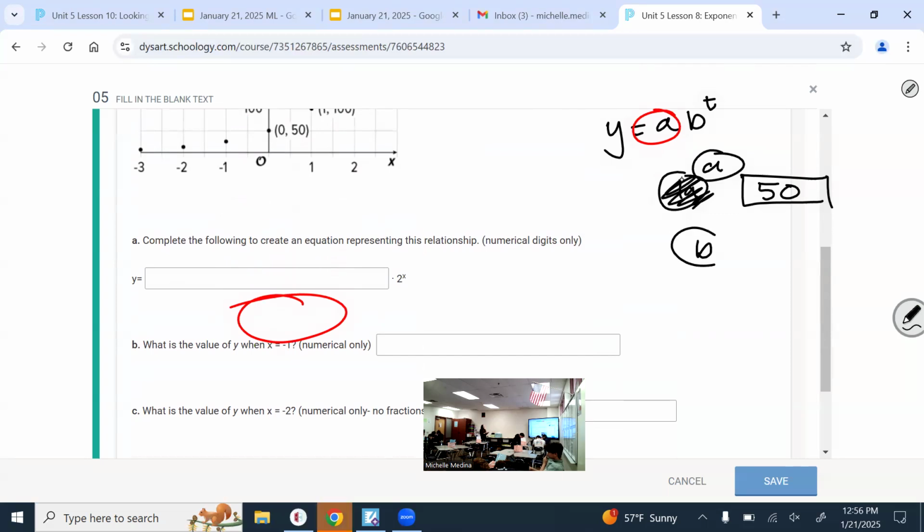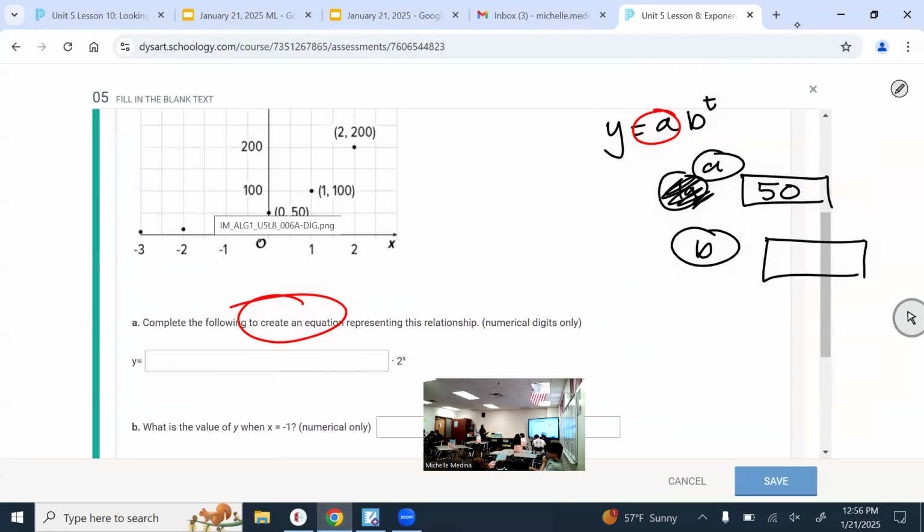All right, for B, when it says what's the value of Y when X is -1, well, I do see -1 on my graph, but you could try to estimate it, but estimating is not usually a good strategy. So what you should do then is you know the equation now. It's 50 times 2 to the x power. So if we're trying to solve for when X is -1, your safest bet would be to just put that in the calculator.